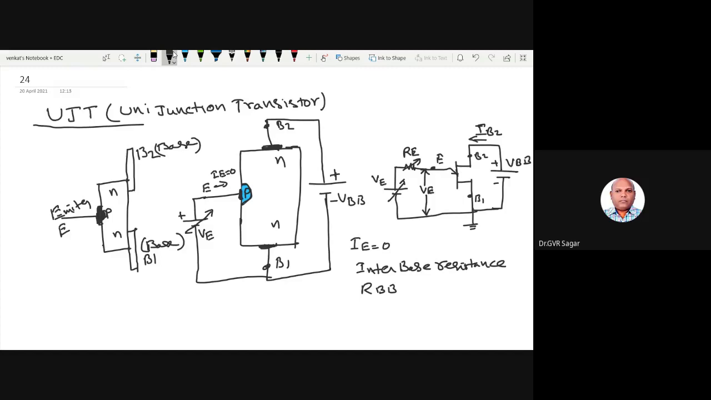So what I am doing in the construction part: an N bar is taken. On this N bar, P material is sandwiched on any one side, only one side. In a FET we put it on two sides, so two junctions form, but here it is a UJT, so we put it on one side only.